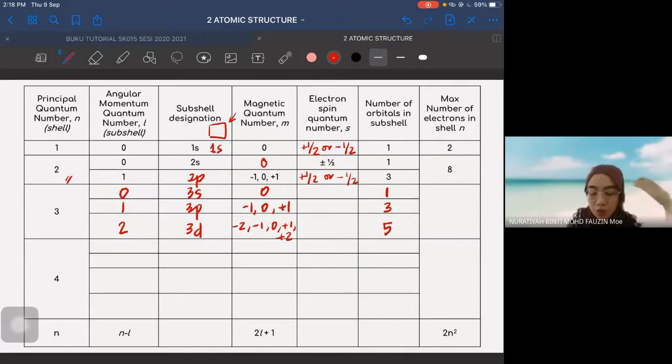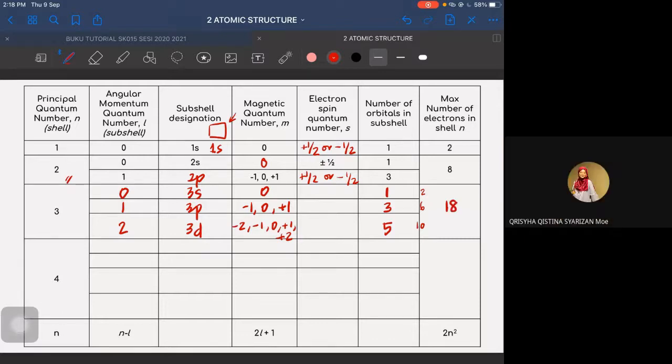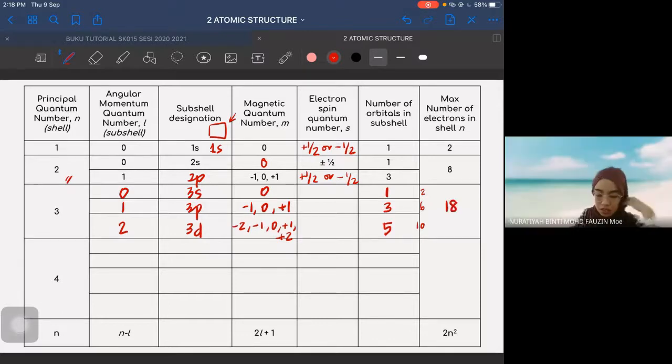So, maximum number of electrons? Kat sini dapat 2, kat sini dapat 6, kat sini dapat 10. Campur dapat? 18. Alright. Okay, for this one, 0, 1, 2, 3. And so you get 4S, 4P, 4D and 4F.